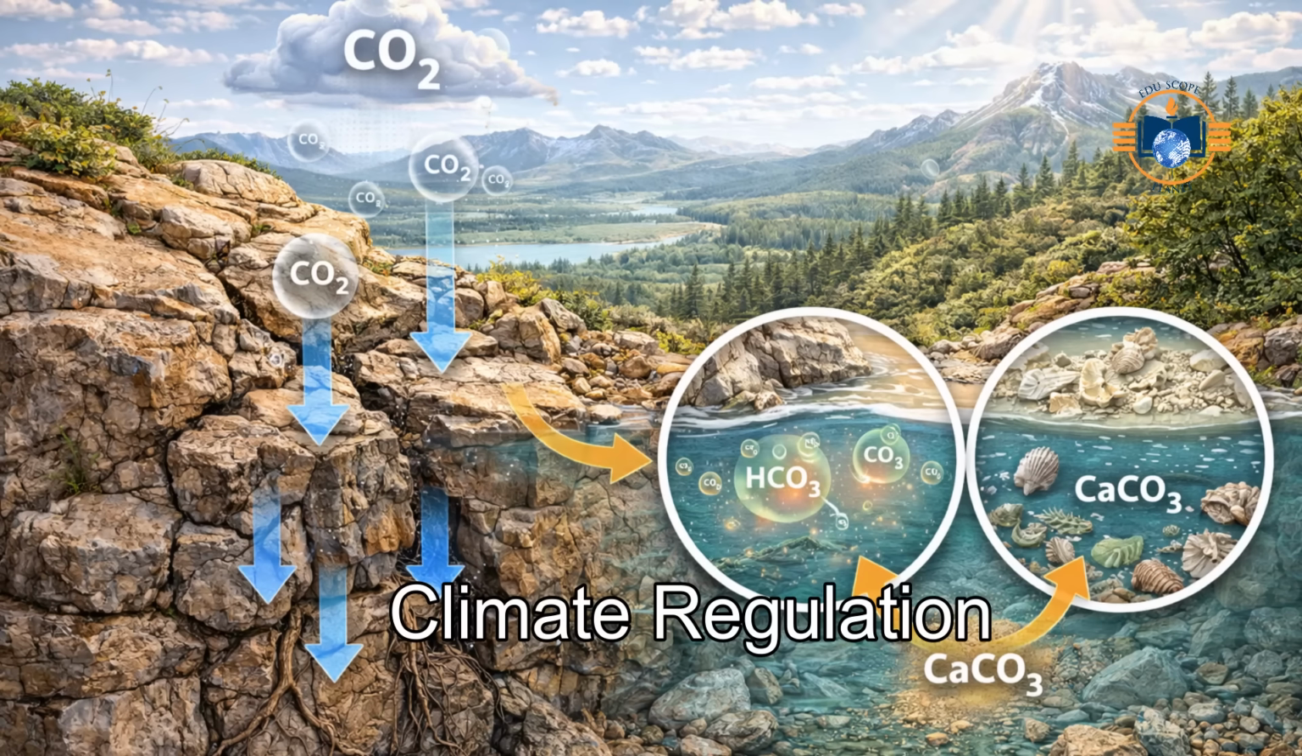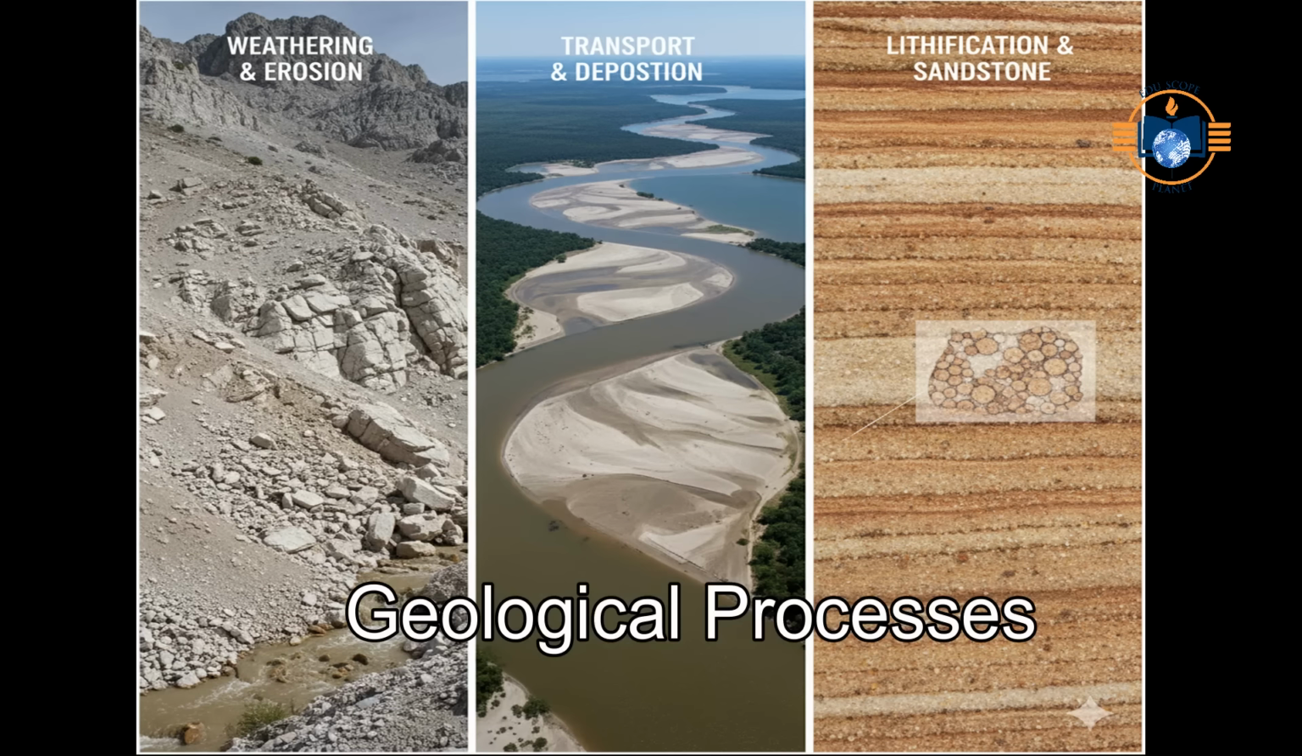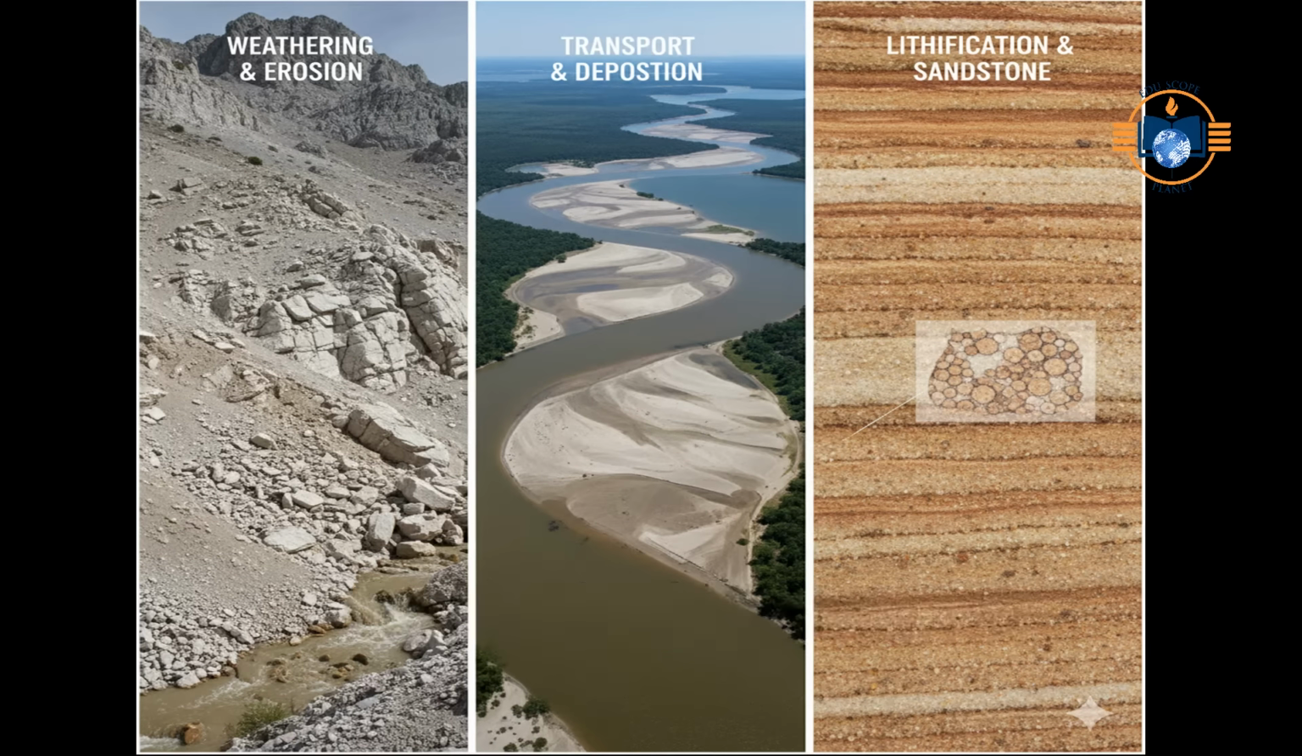Climate regulation. Chemical weathering helps remove atmospheric carbon dioxide, playing a role in long-term climate control. Geological processes. Provides the raw materials, sediments, that get transported and lithified to form sedimentary rocks like sandstone. Without weathering, life on land would not exist.